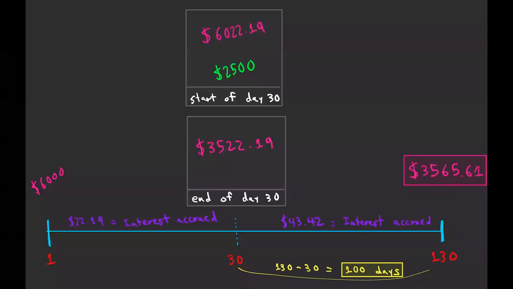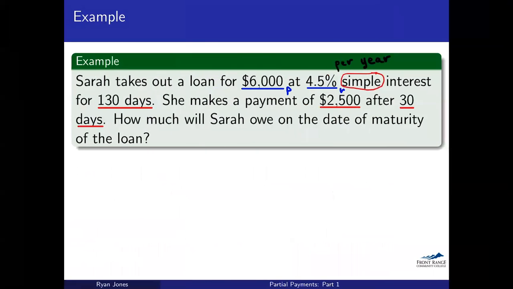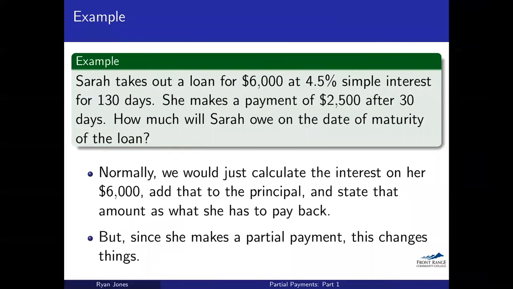But when I look at this, let's go back here. She takes out a loan for $6,000. Presumably, she needs that money for something. I don't know, maybe it's starting a restaurant or something like that. And after 30 days, she's paying back almost half of what she owes. And by doing that, she saves about $30.